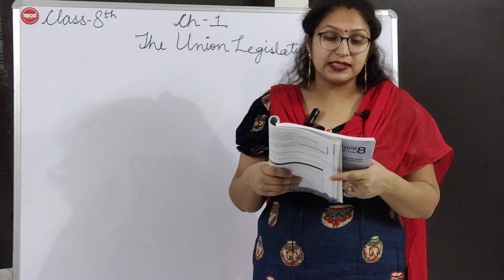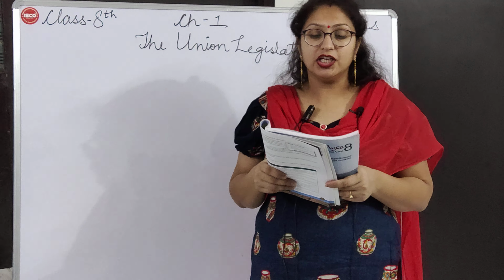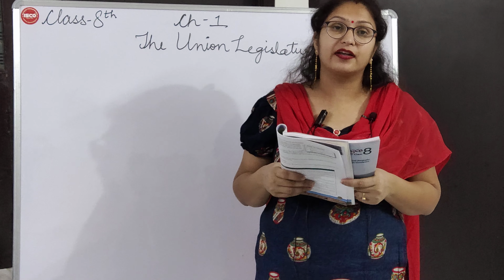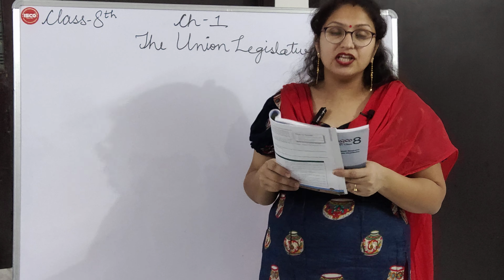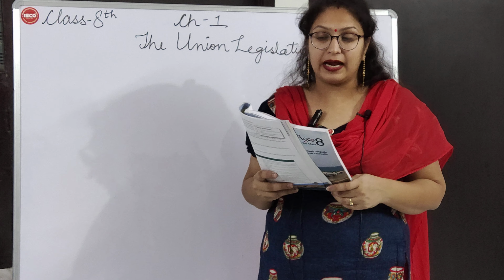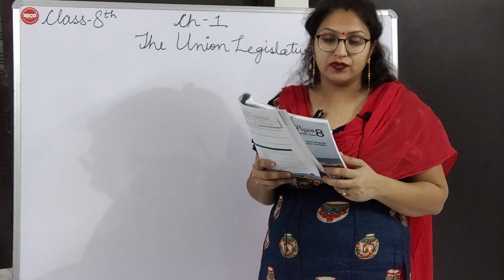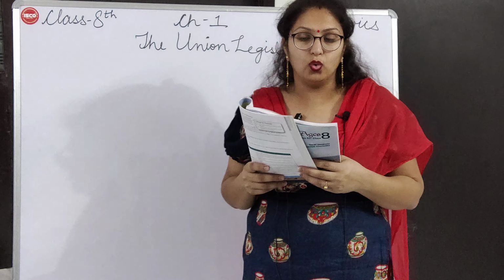Then term. The Rajya Sabha is a permanent body. Okay, it is a permanent body. Each member of the Rajya Sabha is elected for 6 years. Each member means, like, 250 members are there, so each member is elected for 6 years. One third of the total members of the house retire every 2 years.